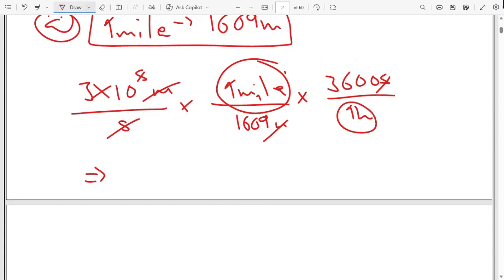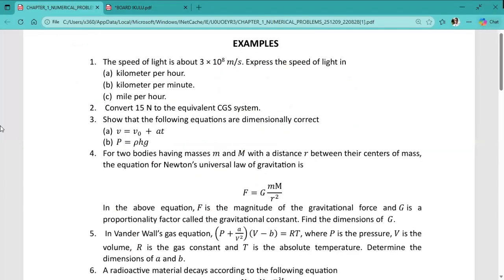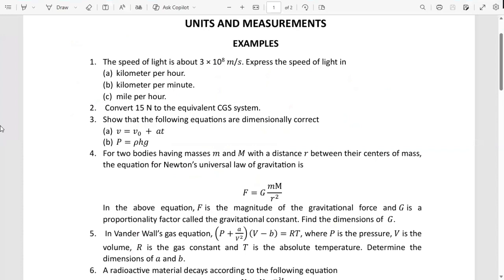And part C is going to give us an answer. Let me just plug it into my calculator. Okay, so it's giving me 6.71 times 10 to the power 8 miles per hour. So this is the conversion of the speed of light to the different units of measurement that were required. So we've solved A, B, and C.